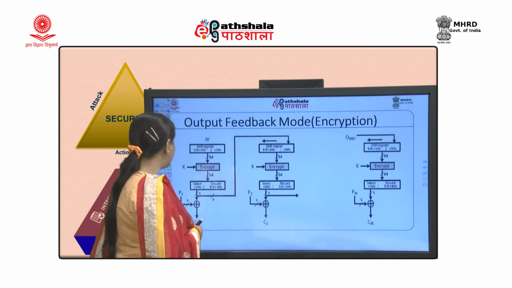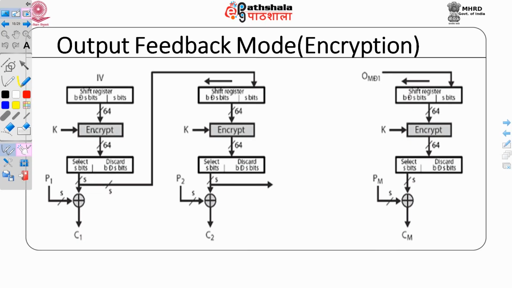So, next is output feedback mode. Output feedback mode says, how would you work around it? There is an initialization vector. The initialization vector is an input to the shift register. That would be divided into B minus S and S bits. The shifting is performed by S bits. The 64-bit input would be encrypted with the help of the key. Again, if the input is 64-bit, the output would be 64-bit.